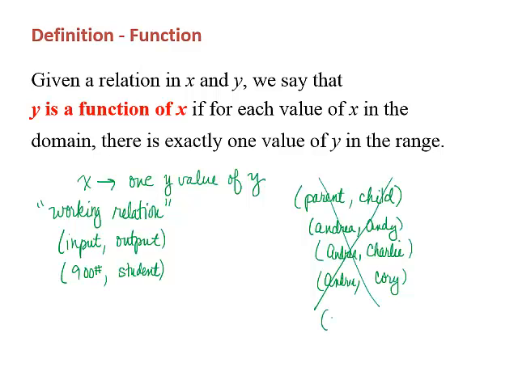Now if I said the child first and the mom, and again let's just think about biological mom right now, would that be a function? Yes, because for every input of a child, there's only one biological mom. So that would be the case of a function.